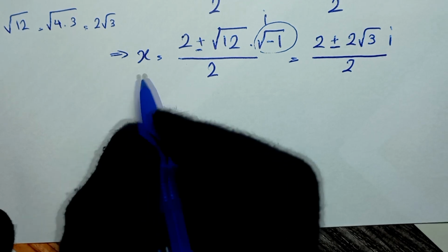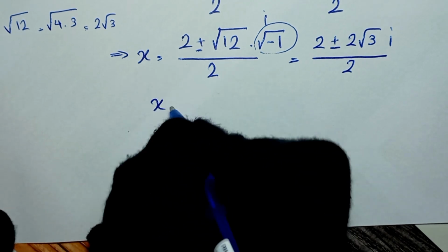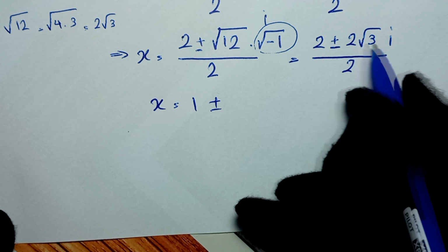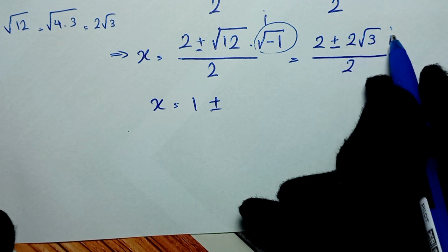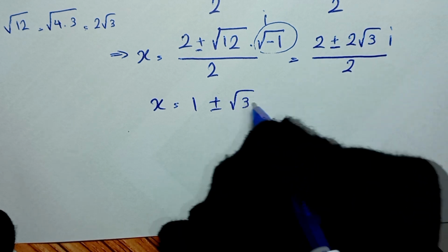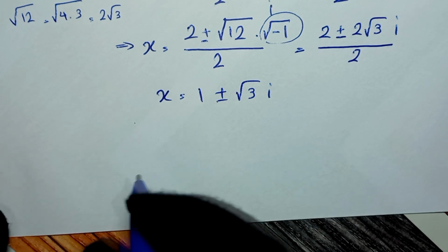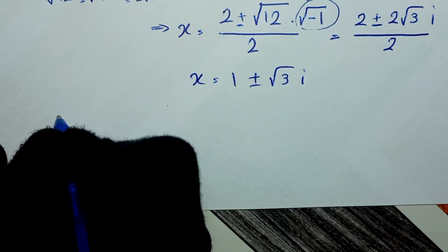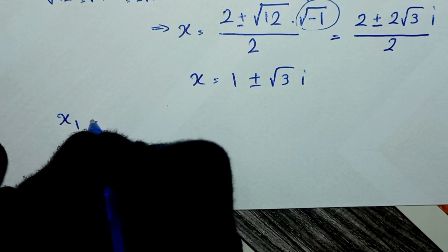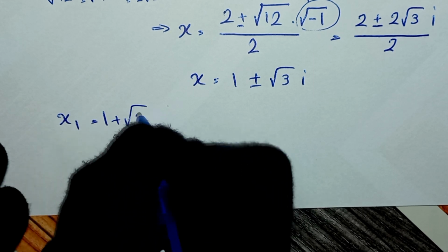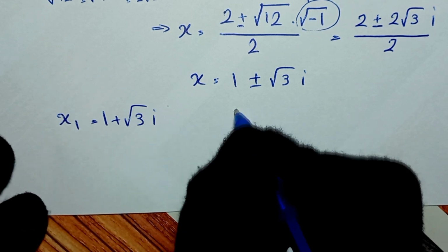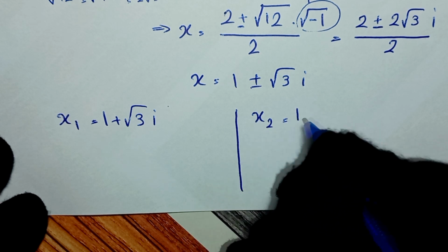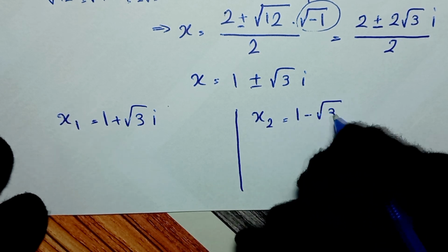And here we have x is equal to 2 over 2 is 1 plus or minus 2 square root of 3i over 2, which is square root of 3i. So we find two values for x. Here x1 is equal to 1 plus square root of 3i, and here x2 is equal to 1 minus square root of 3i.